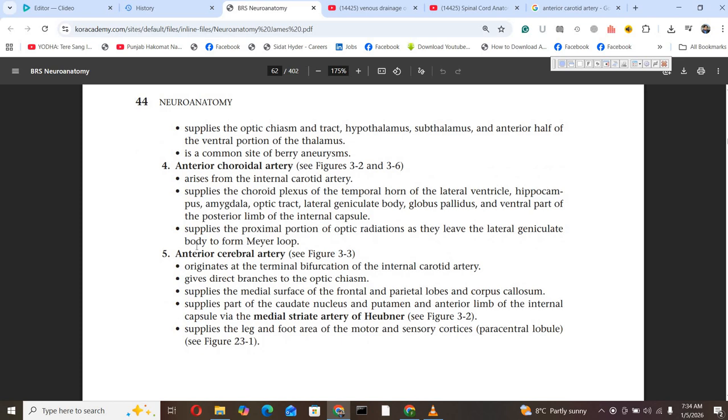The anterior cerebral arteries give branches to the optic mechanism, supply the medial surface of the frontal and the internal capsule via the medial striate artery of Heubner, and supply the leg and foot area of the motor and sensory cortex.